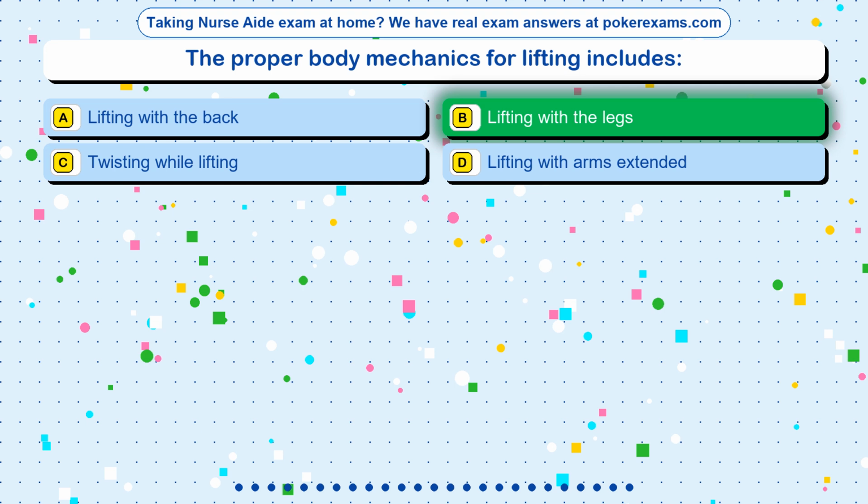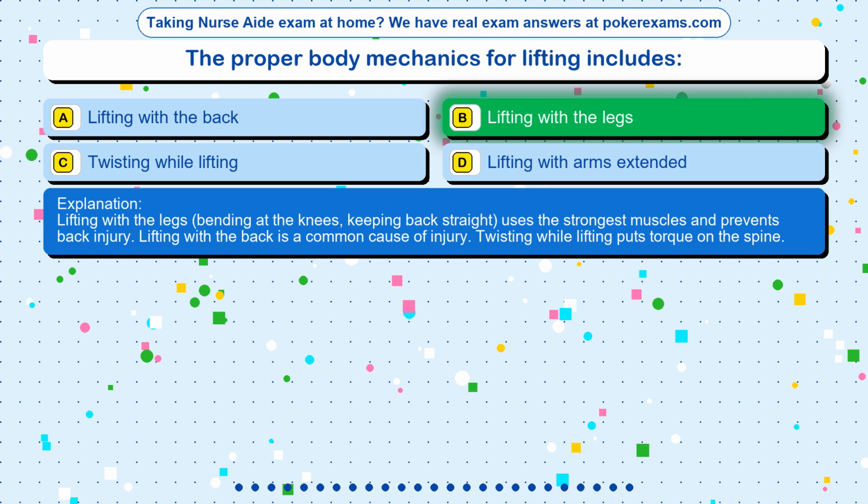The correct answer is option B. Lifting with the legs. Lifting with the legs, bending at the knees, keeping the back straight, uses the strongest muscles and prevents back injury. Lifting with the back is a common cause of injury. Twisting while lifting puts torque on the spine.